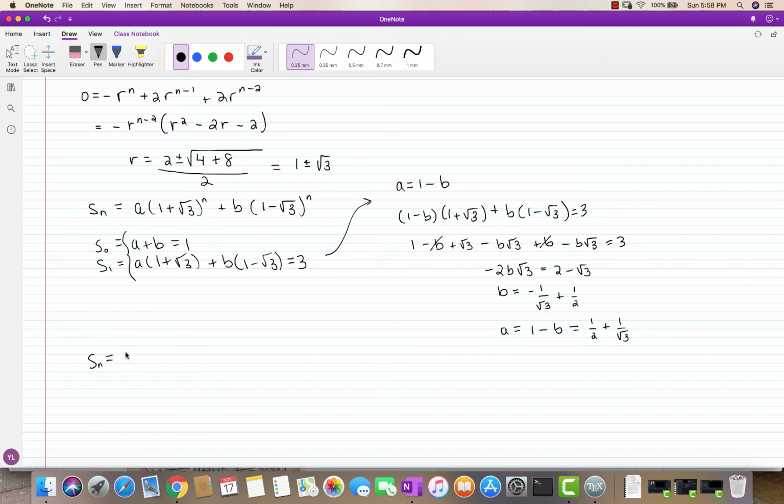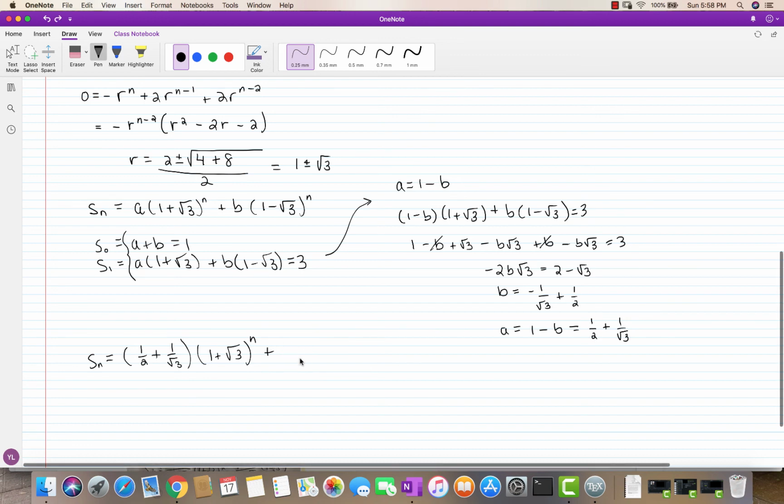Okay, so this finally gives me the closed form expression for Sn, and you can go through and verify the Sn's that we know. If you plug in 0 to this expression, you're going to get 1, and so on. Oops, not doing it right. Okay, I hope that helps.